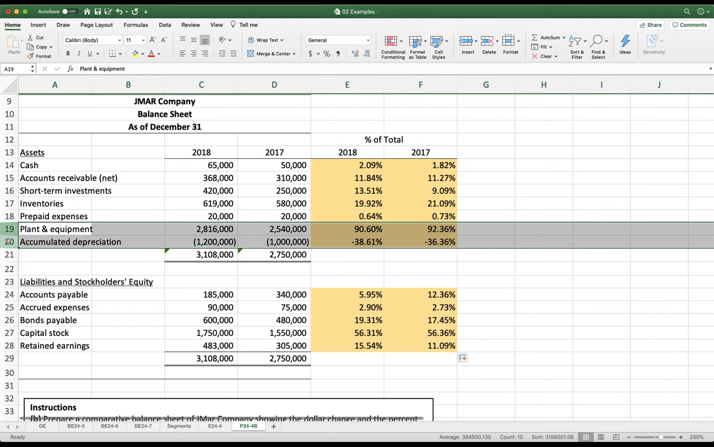And that's typically true when we have a manufacturing company. Manufacturing companies tend to have very expensive equipment and buildings, and more so than, say, other industries.